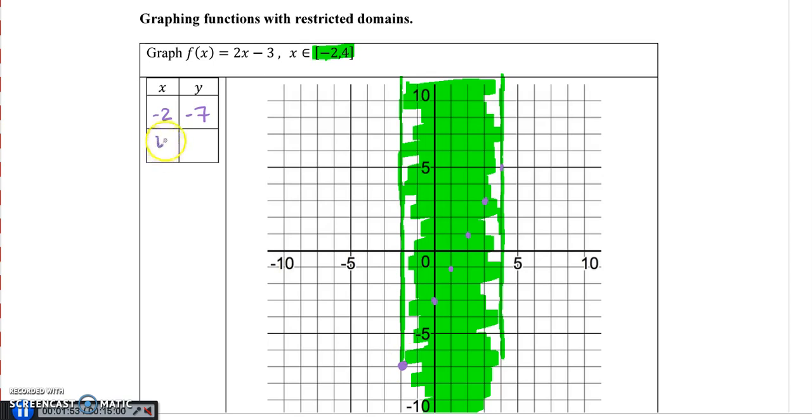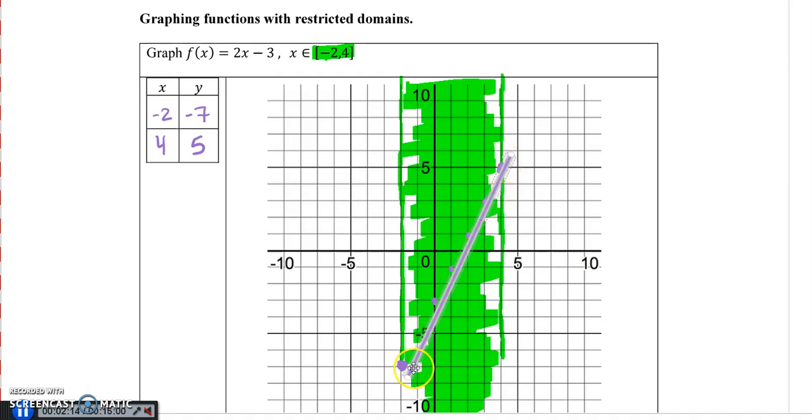When I plug 4 into the equation, I get 2 times 4 is 8, and 8 minus 3 is 5. So we get 4, 5, which is the other point that we have. And I can make both of these points solid, filled in, because they're both brackets.